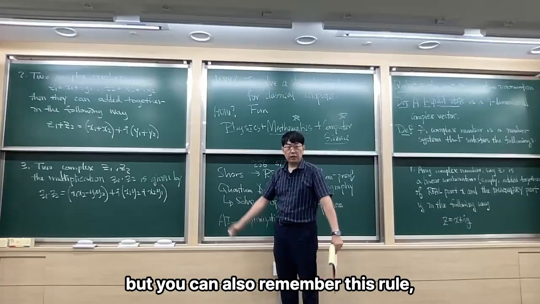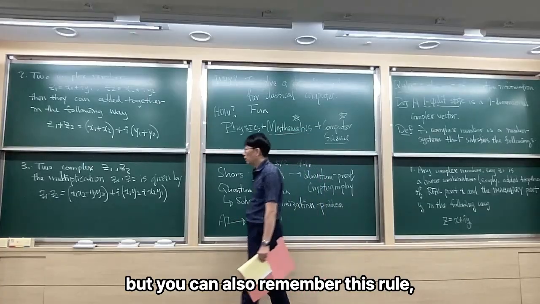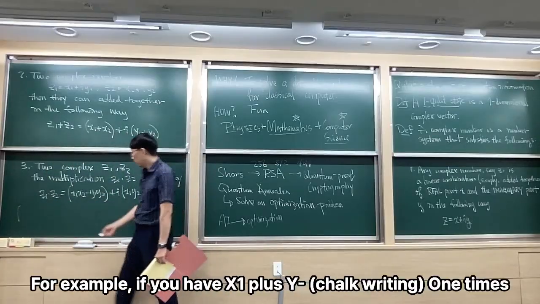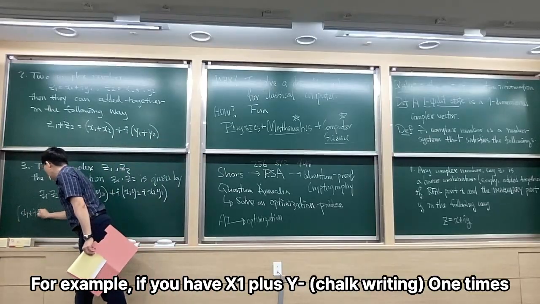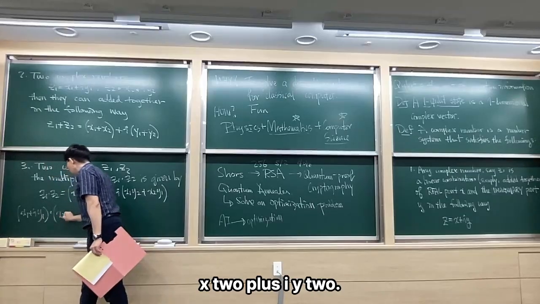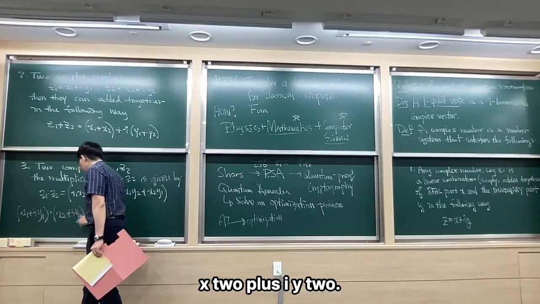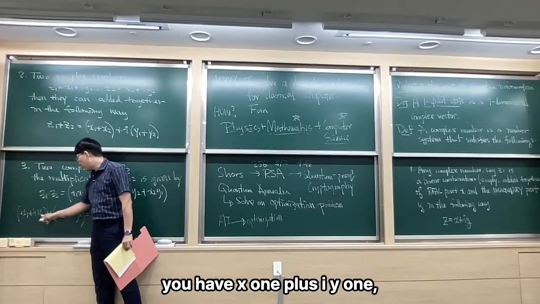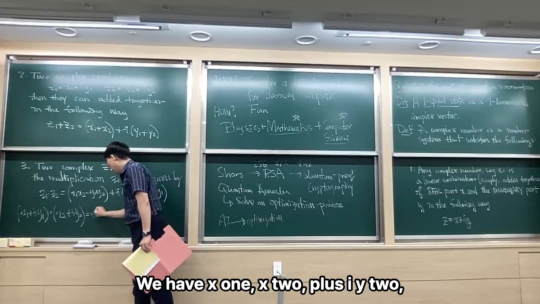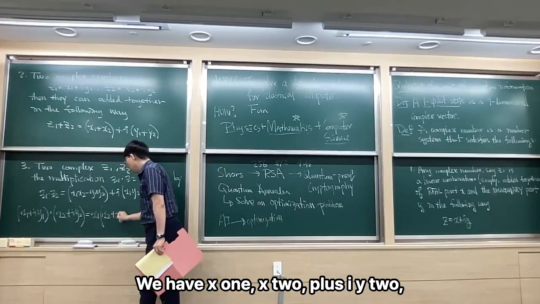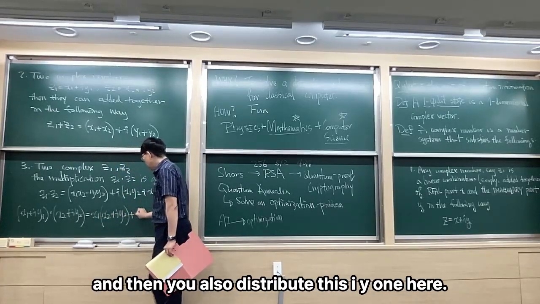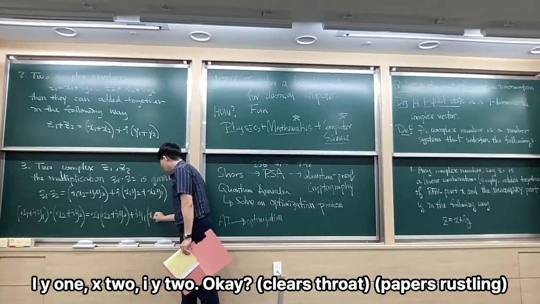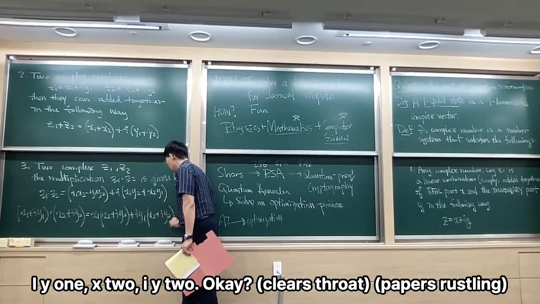Well, that's just the definition, but you can also remember this rule by simply distributing the x's and y's. For example, if you have x1 plus i y1 times x2 plus i y2, then just take it symbolically: you have x1 plus i y1, so you just distribute it along. We have x1 x2 plus i y2, and then you also distribute this i y1 here, i y1 x2, i y2, okay?